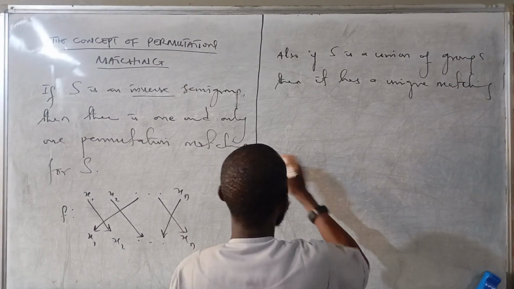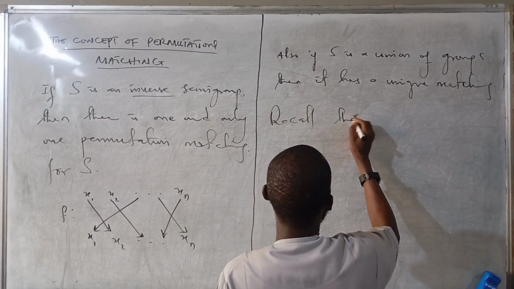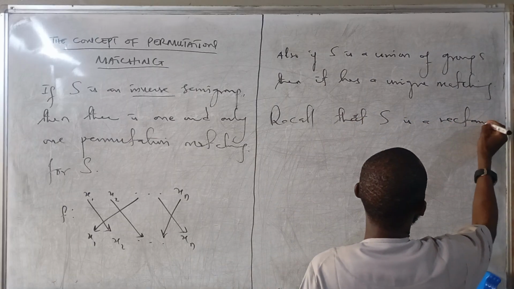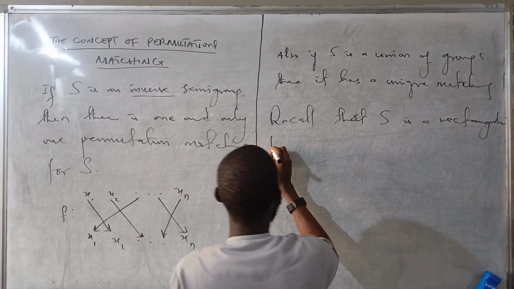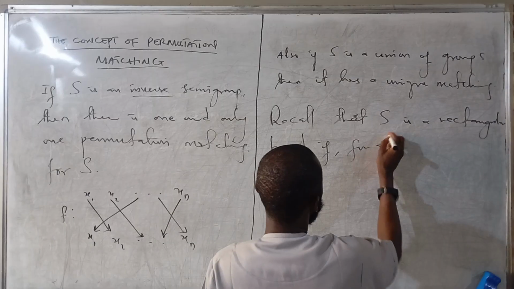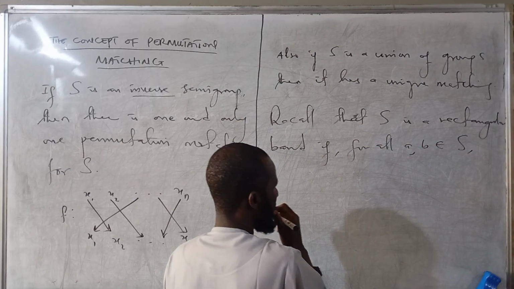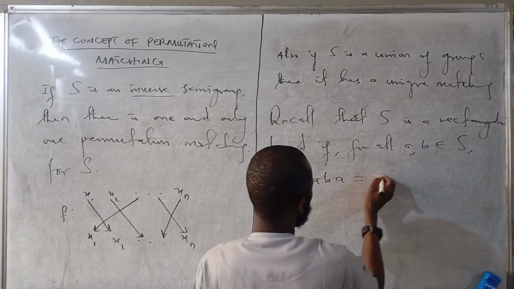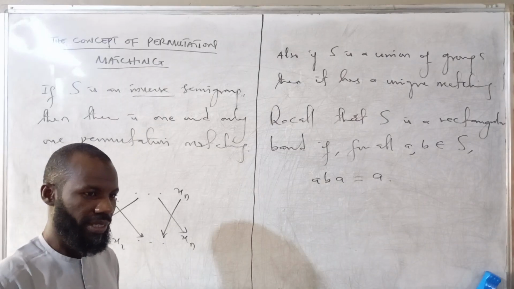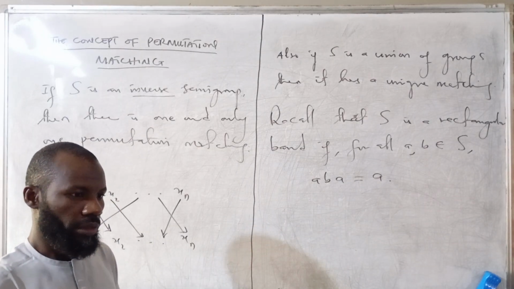That is, we can still recall that S is a rectangular band if for all a, b in the semigroup S, aba is equal to a. And this is already telling us that every element is the inverse of every other element. So what is this telling us?